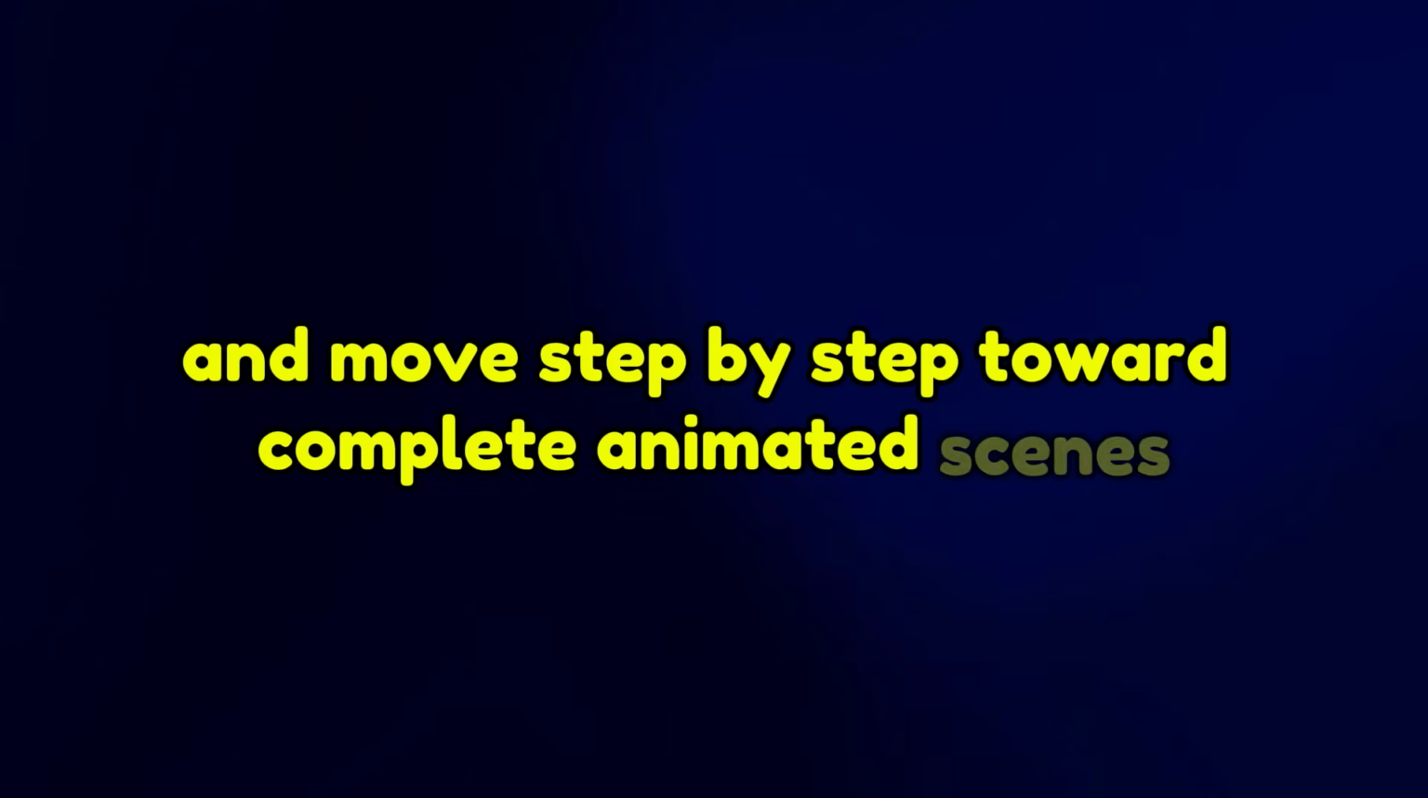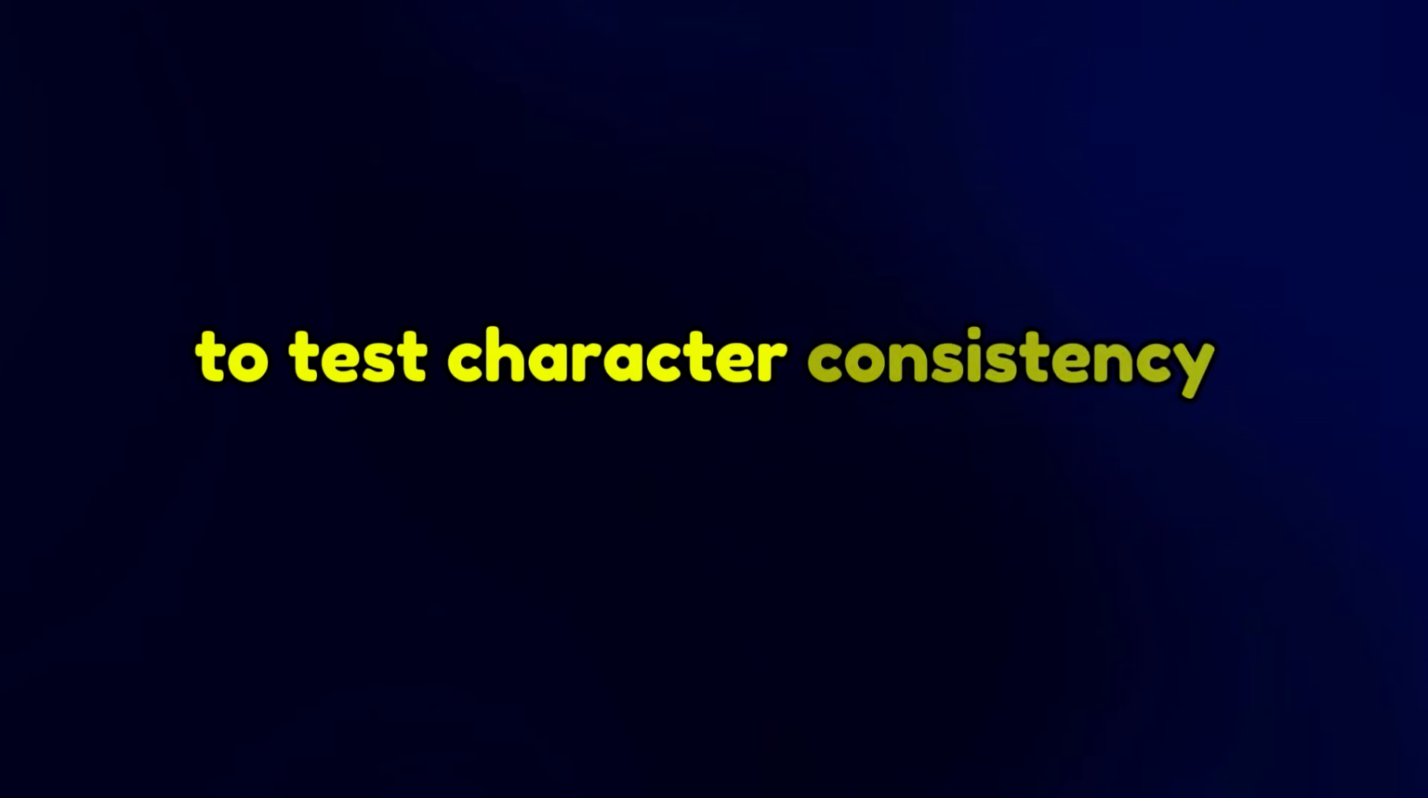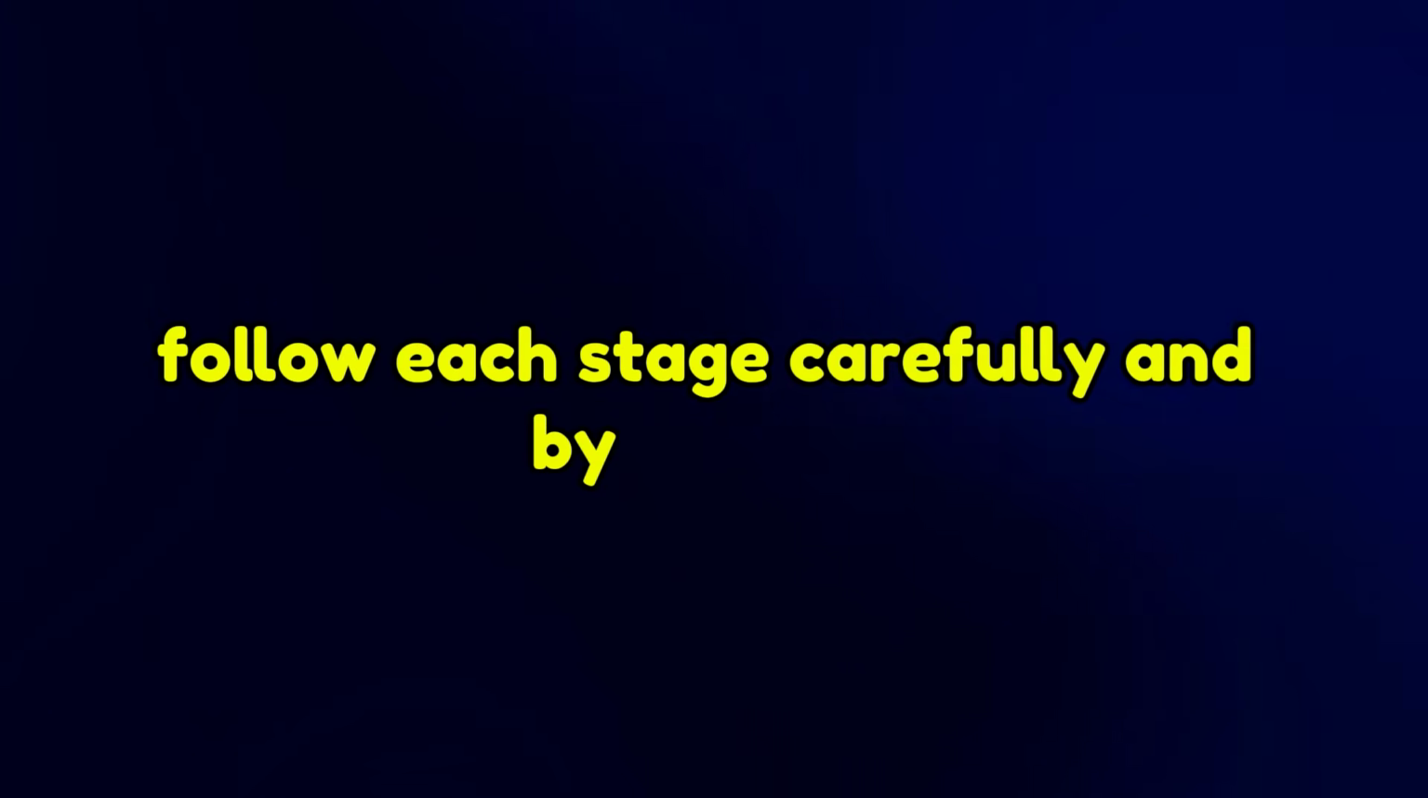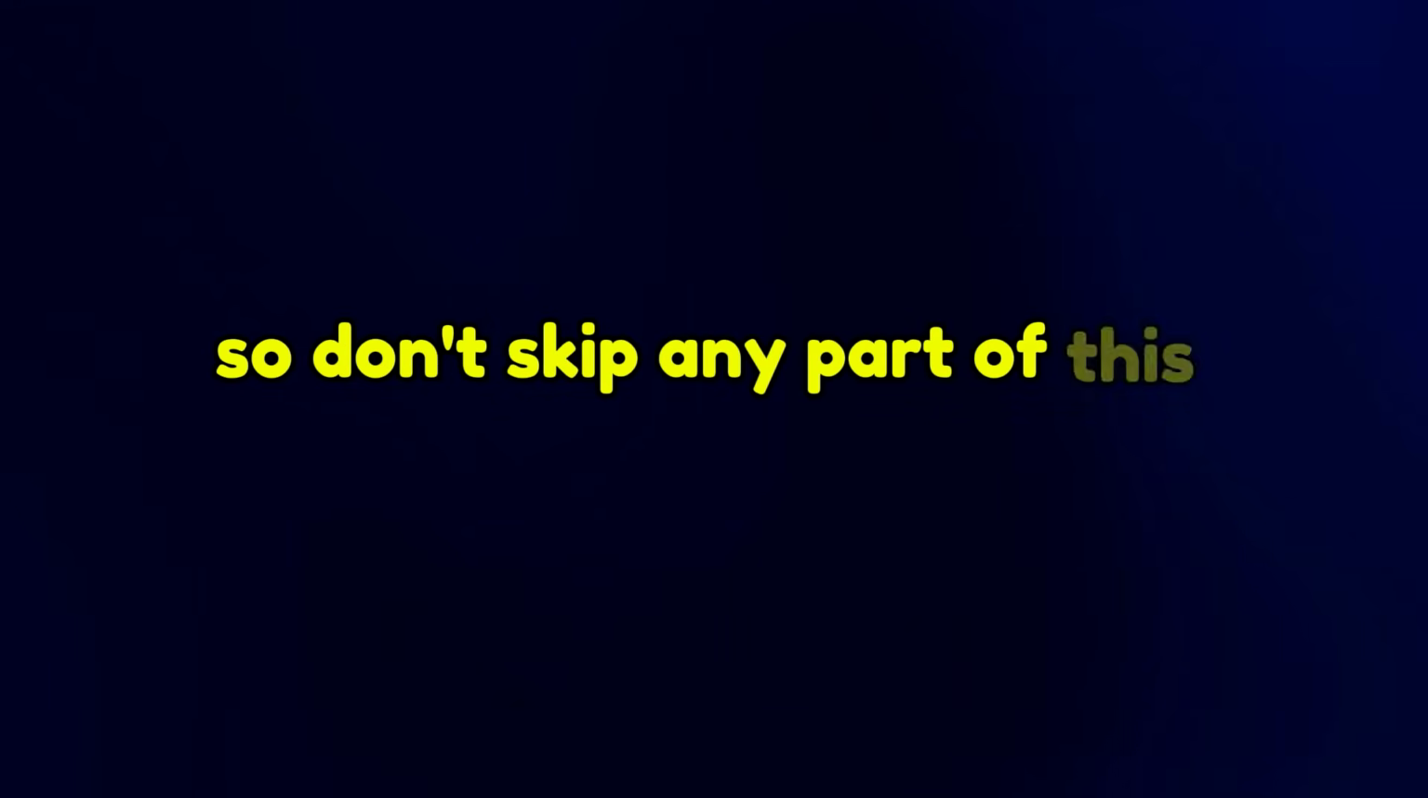So in this video, we are going to properly test this model for animation videos. We will start with a simple story idea and move step by step toward complete animated scenes. To test character consistency the right way, we will first build our characters, then place them into different scenes, and see whether the model can keep the results consistent every time. Follow each stage carefully, and by the end, you will understand exactly how to control consistency from start to finish. So don't skip any part of this video.